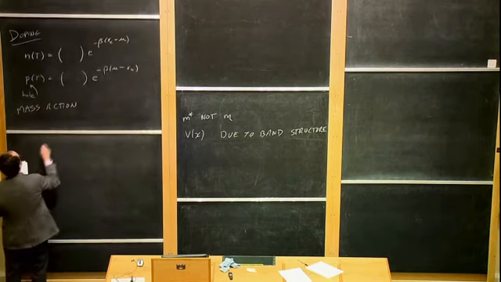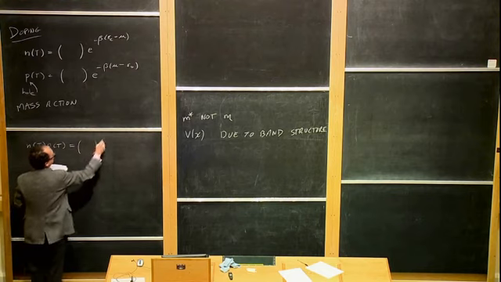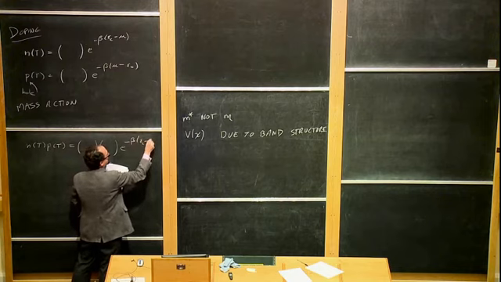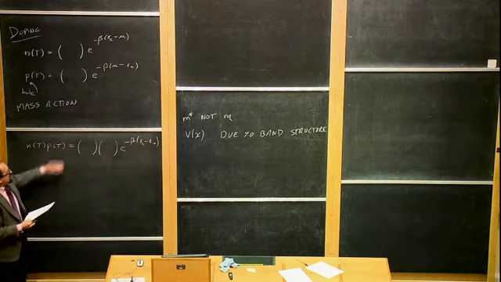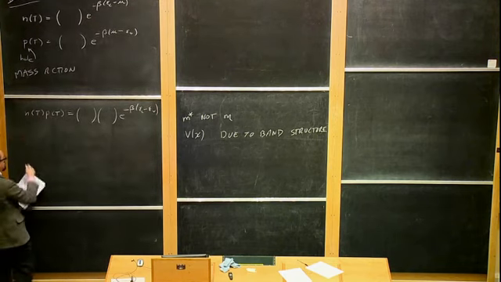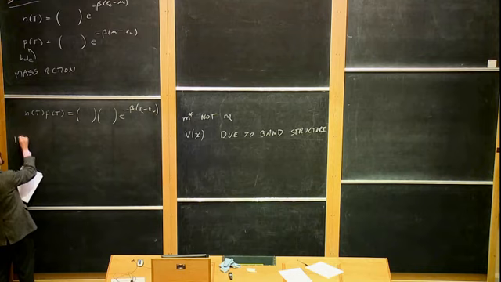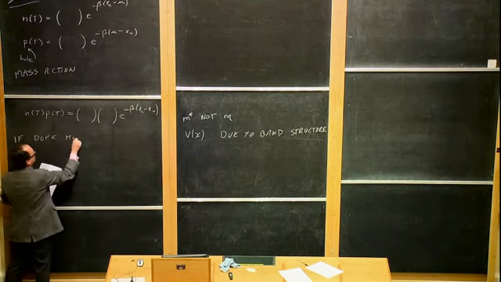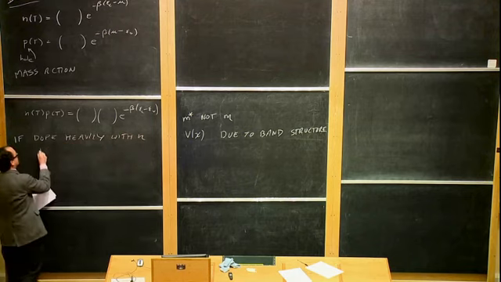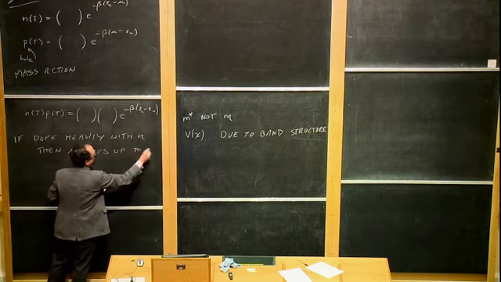The law of mass action tells us that the product of these two things, N of T, P of T, equals a couple of these two sets of constants, then this e to the minus beta E conduction minus E valence. And this is independent of the chemical potential. So what one should take away from these equations, which have to do with density of electrons in the conduction band and density of holes in the valence band, is that if you dope heavily with N, in other words, add a lot of donors, then the chemical potential goes up to the conduction band energy.